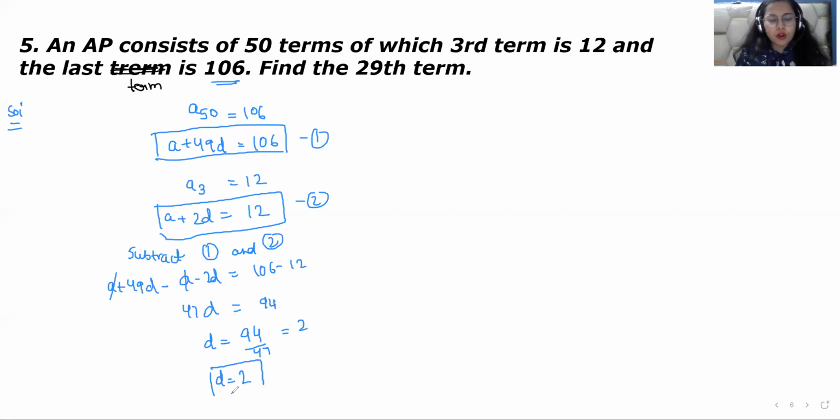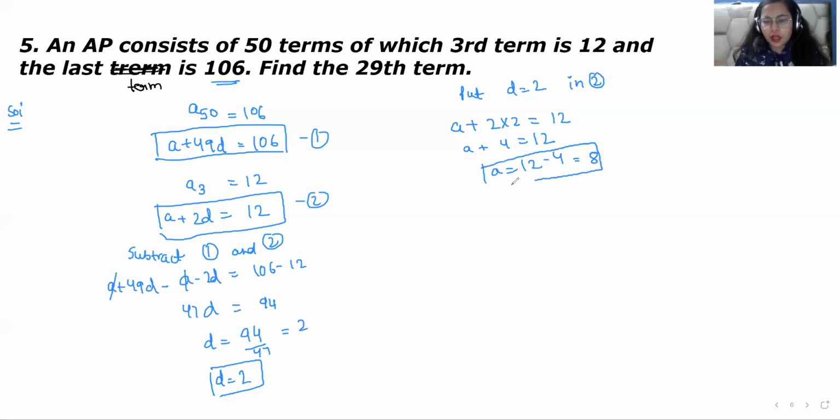We can put the value of D in any of the equations, in equation 1 or in equation 2. So I'm going to put it in equation 2. Put D equal to 2 in the second equation. So A plus 2 times 2 equals 12. A plus 4 equals 12. A is equal to 12 minus 4, equal to 8. So our A is 8.